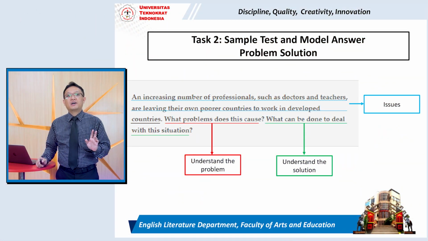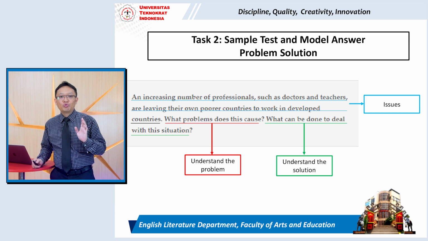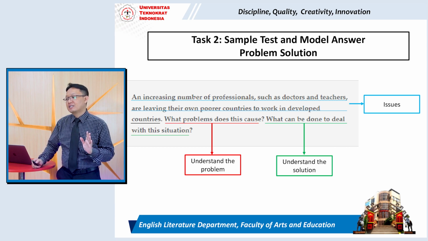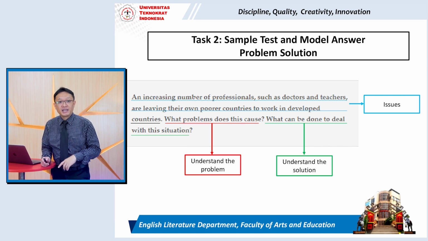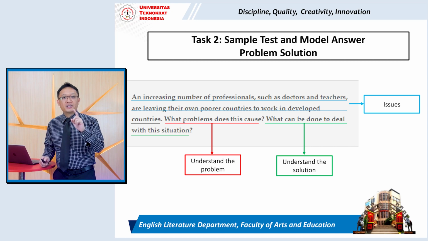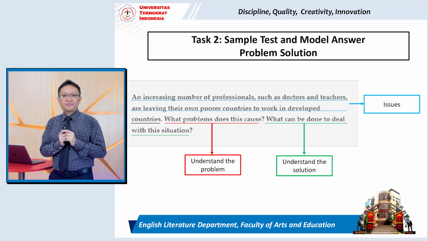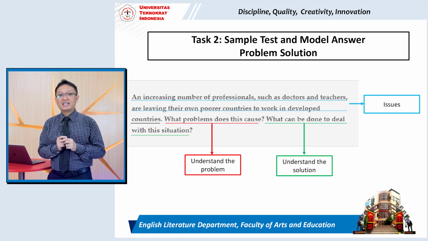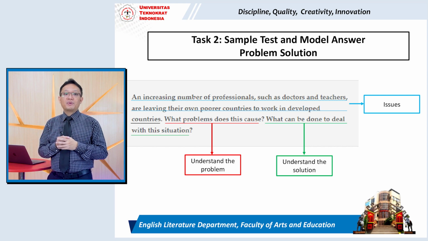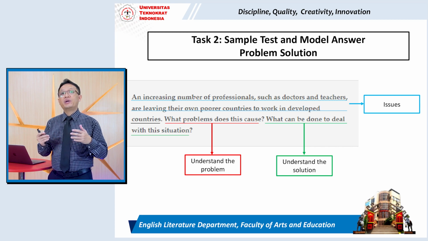This is the case of a problem solution question for task 2 of formal essay writing. Look at it on screen. This is the case. An increasing number of professionals such as doctors and teachers are leaving their own poorer countries to work in developed countries. What problem does this cause? And what can be done to deal with this situation?